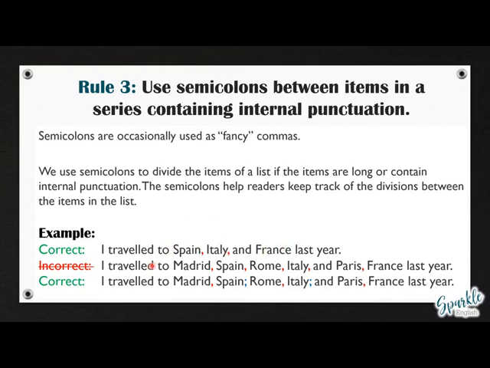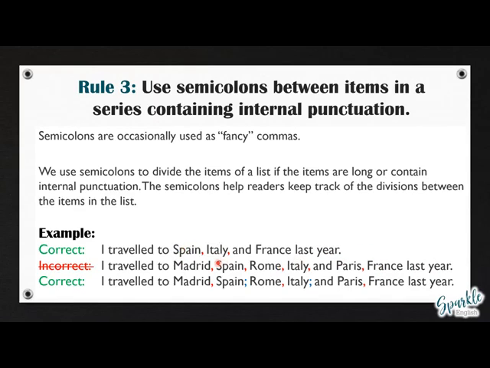Now, what if I wanted to list the cities and the countries? This would be incorrect: I traveled to Madrid, Spain, Rome, Italy, and Paris, France last year. This would be incorrect because say someone didn't know that Paris was in France or Rome was in Italy.